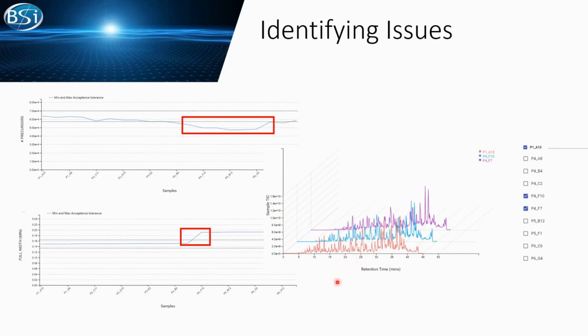So at least we can tell, okay, the sample got injected. It's not our sample injector issue. Could it be something else? We may want to check our mass spec as well.